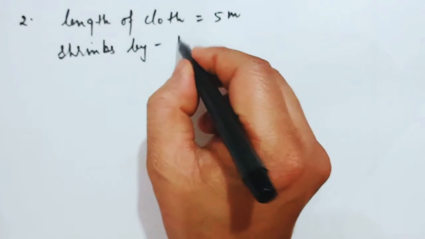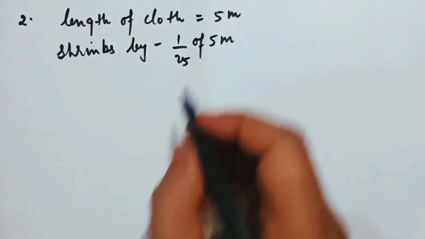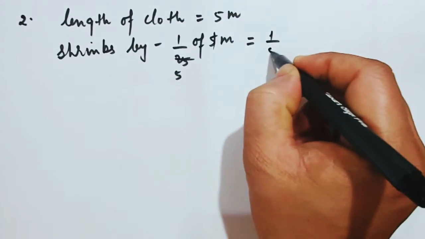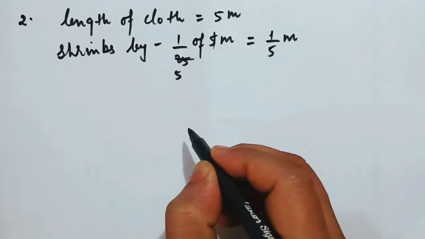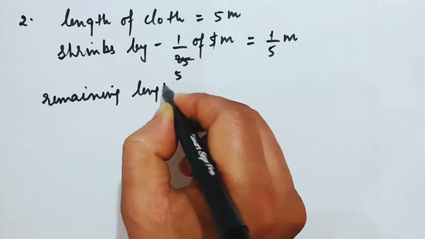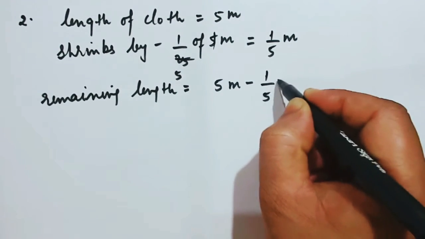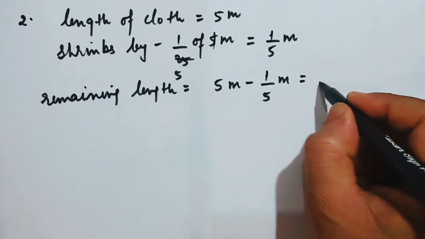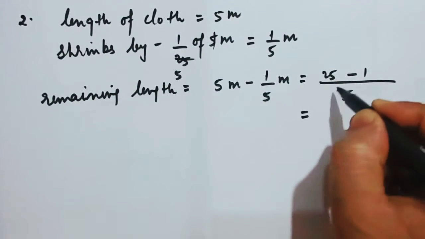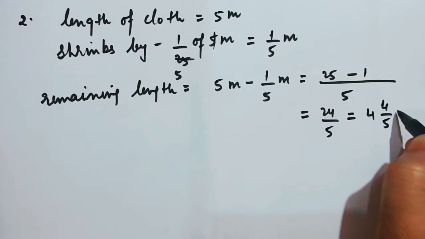1 by 25 of the total length, that is 5 meter. Okay. So on cancelling, we find that it is 1 by 5 meter of the length that has shrunk. So what will be the remaining length? Remaining length will be equal to the total length 5 meter minus 1 by 5 meter that shrunk. So what will you get? You will get 25 minus 1 by 5, which is 24 by 5, which is equal to 4 4 by 5 meter.